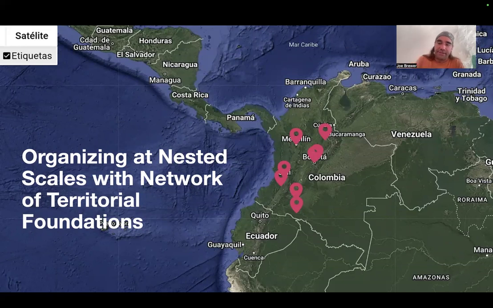So we have these 7 different territories where there's a local team, and all of them are now, this year, in the process of adopting a bioregional regeneration framework through the Northern Andes Fund, and then applying it down into their local territories by replicating what we're doing in Barichara.